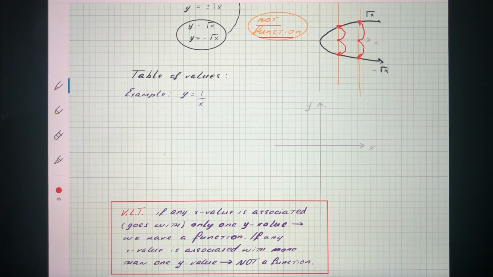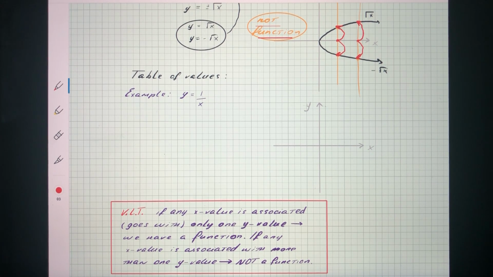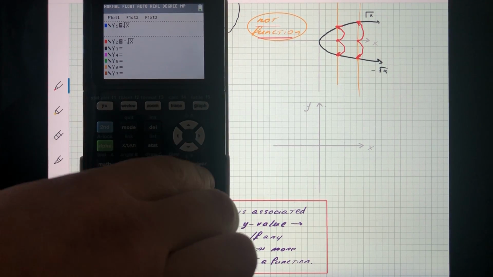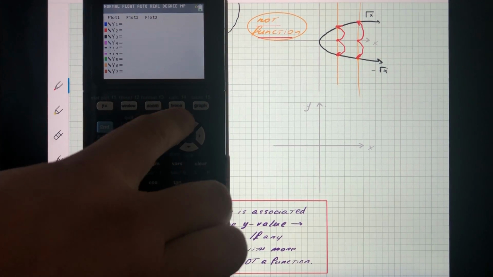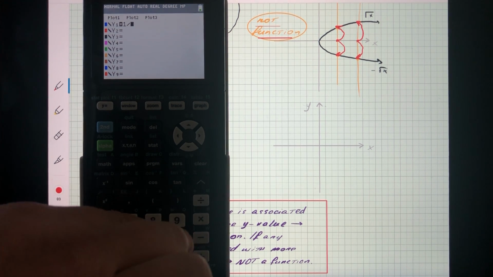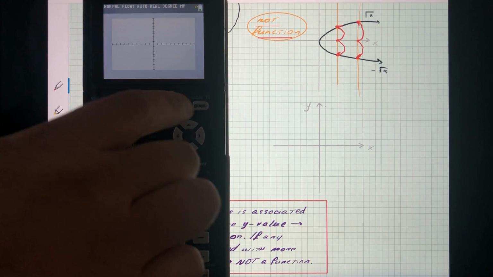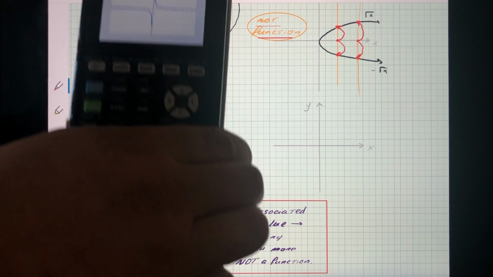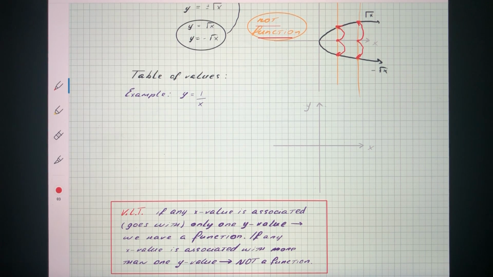And let's look at one last example. This one is y equals 1 over x. So let's clear the screens and type in 1 divided by x. So here is the picture. This one is called a hyperbola. Let's put it on the graph and use the vertical line test. So here is the hyperbola.